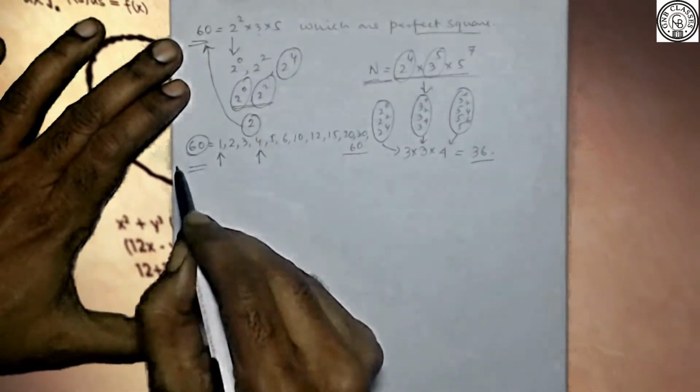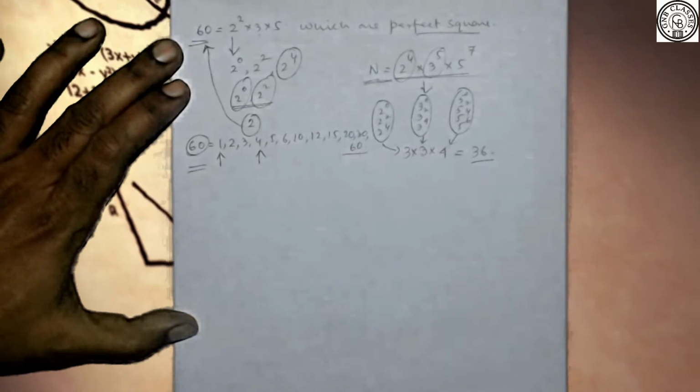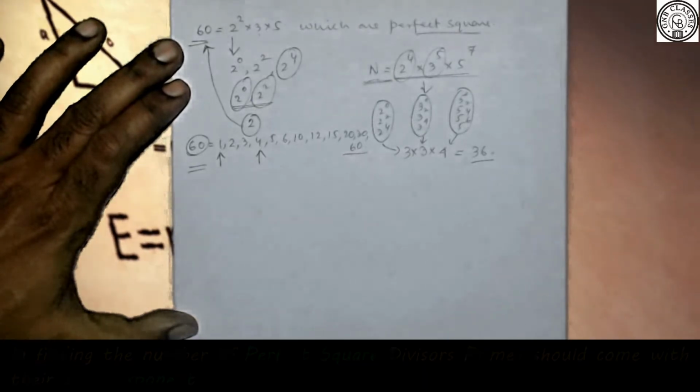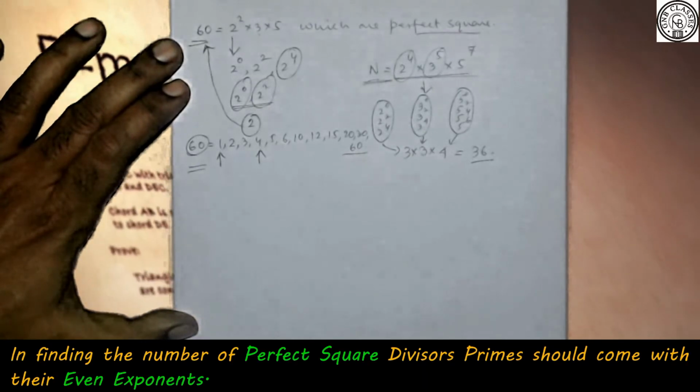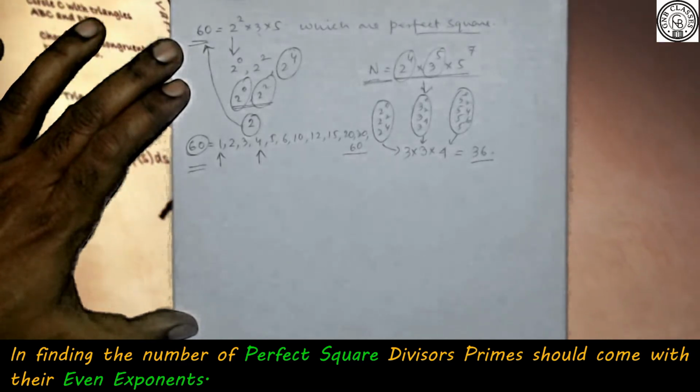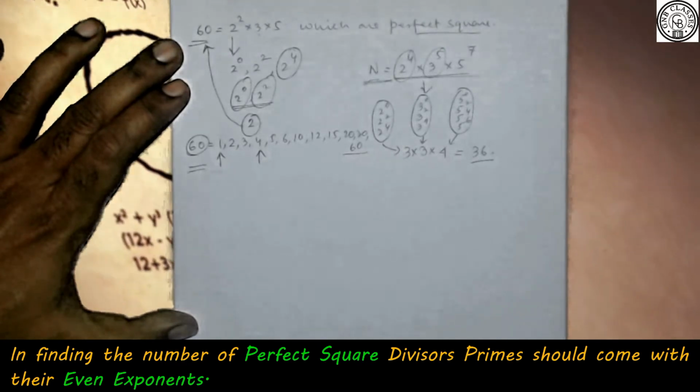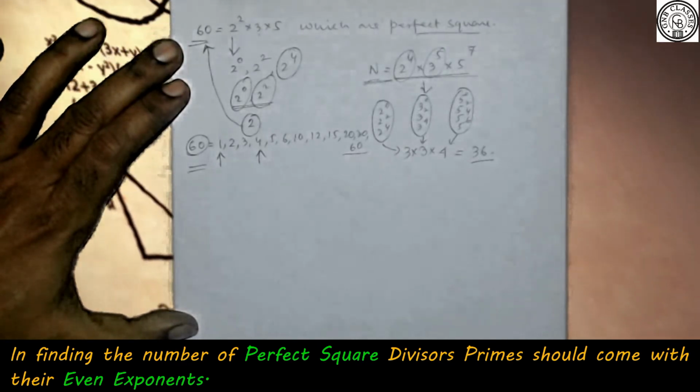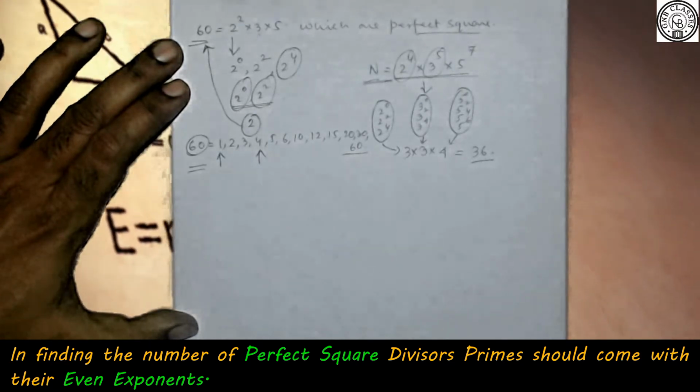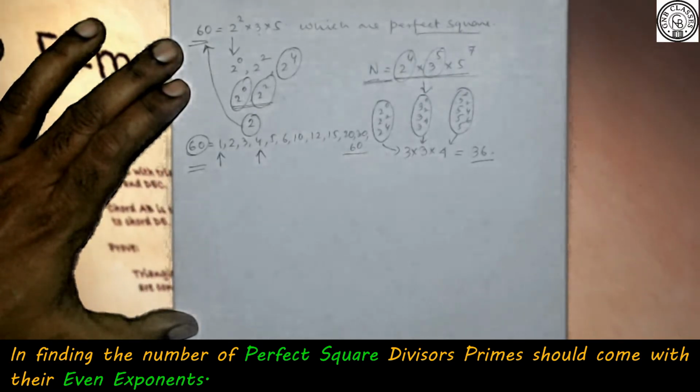So what is the basic concept? Whenever they ask you to find the perfect square divisors, you will always say that a divisor will be a perfect square when every prime comes with an even power. If it doesn't come with an even power, it will not make a divisor which is a perfect square.